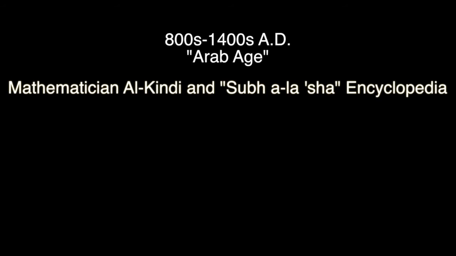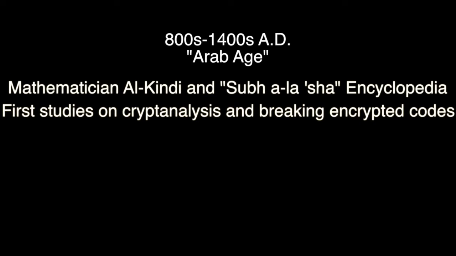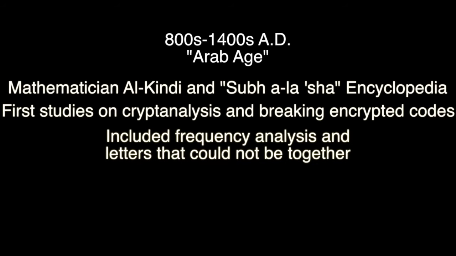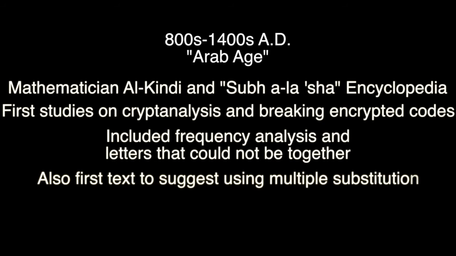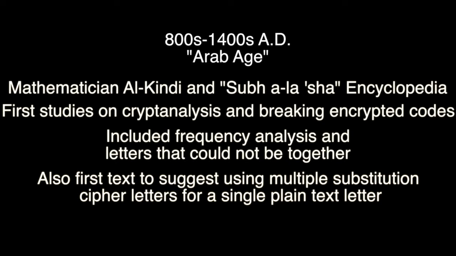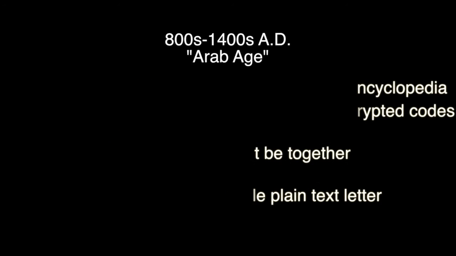The 800s to 1400s AD were called the Arab Age in cryptography. Two major contributors were the mathematician Al-Kindi and the Sub al-Shah Encyclopedia. Al-Kindi wrote the first text on cryptanalysis and breaking codes. Both included parts about frequency analysis, determining which letters occurred most frequently in Arabic, as well as which letters cannot occur together. The encyclopedia also had the first mention of using multiple letters for one substitution. We'll see more of this soon.